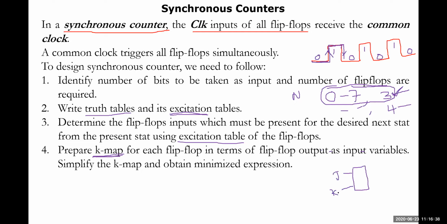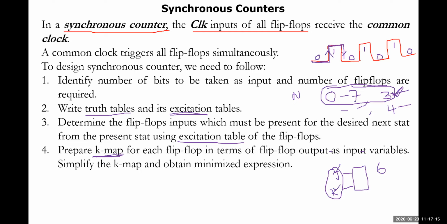Likewise, you may be trying to construct a 3-bit synchronous counter. We have 3 flip-flops available. For every flip-flop, we have 2 inputs, so 3 into 2, that is totally 6 inputs: J0, K0, J1, K1, J2, K2. For J0, you need to draw 1 K-map. For K0, you need to draw another K-map, and so on.